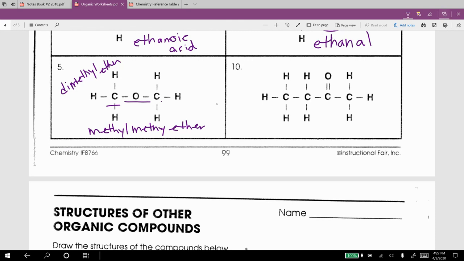Okay, so last one. Oh, well, actually, we're going to do the structures of organic compounds in the same video. So we'll do the next page together as well.